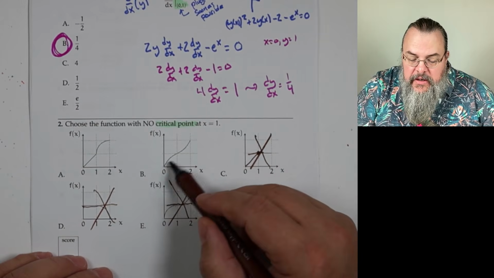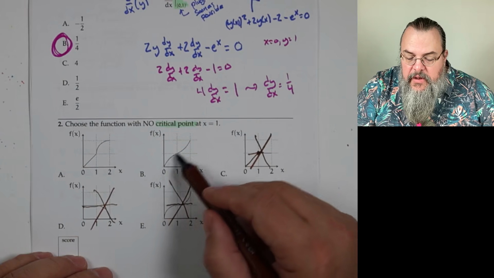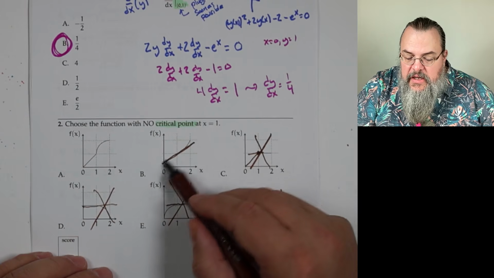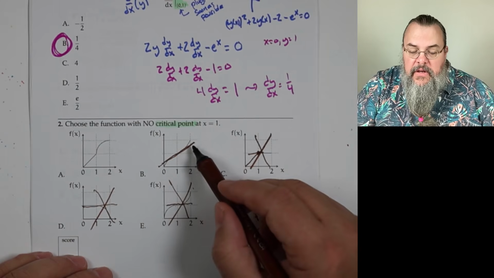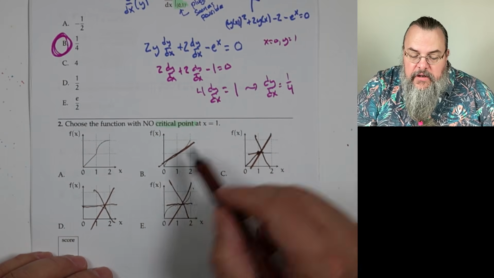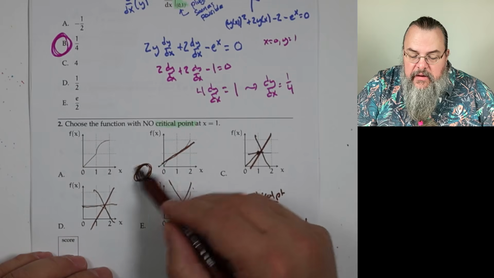All right, now here, we say, oh, it's pretty smooth. And if we sketch a tangent line, it's not flat. Okay, so that's not a critical point. So that's going to be our answer.